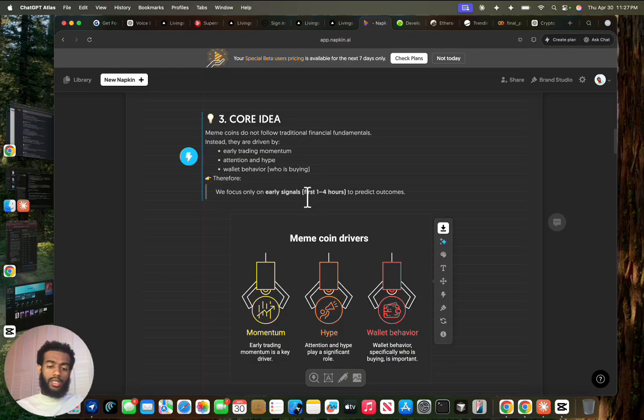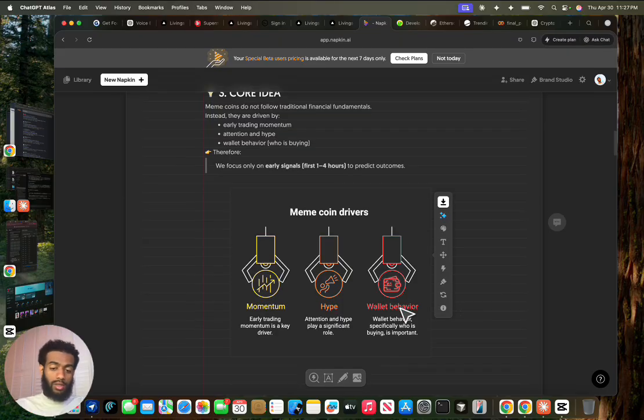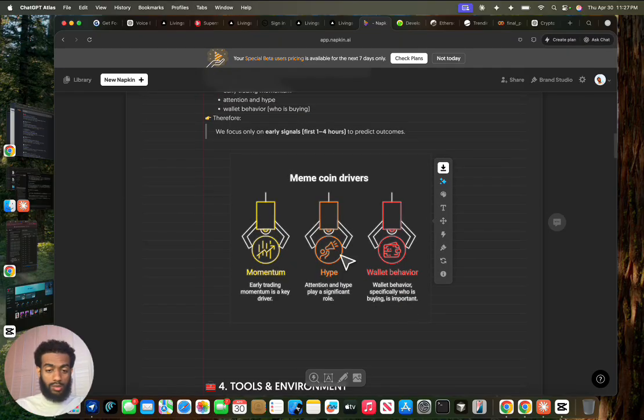The core idea is looking at momentum, hype, and wallet behavior when we look at these coins. Wallet behavior is how much of the coin people hold. For example, if only 3 people hold 100% of the coin, or even 70% of it, that shows you it's not a safe investment, because if 2 of them decide to back off, all the money goes down, right? These are different factors we need to look at with meme coins, along with momentum and hype.